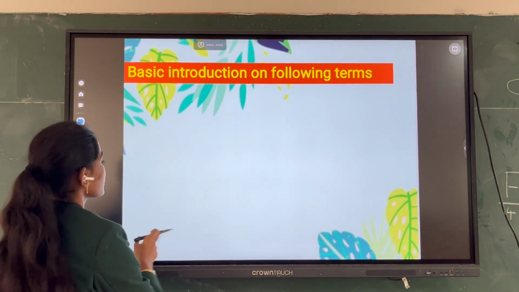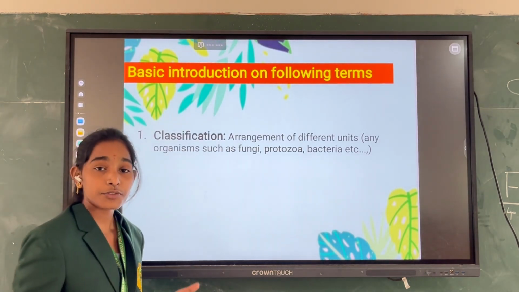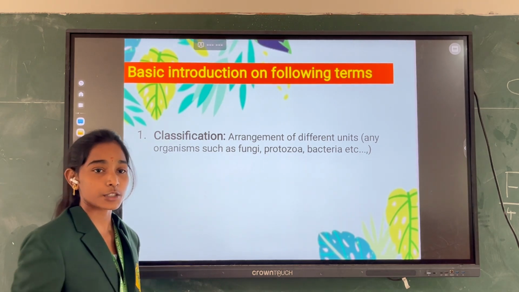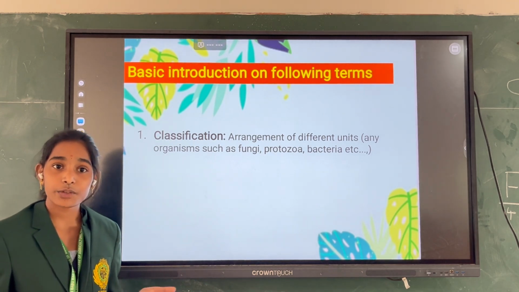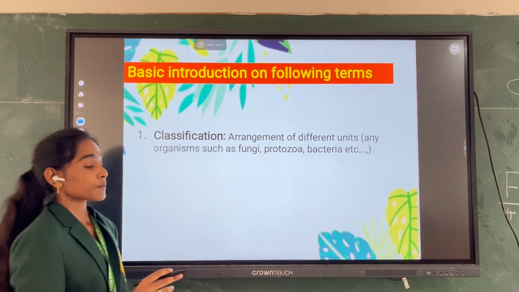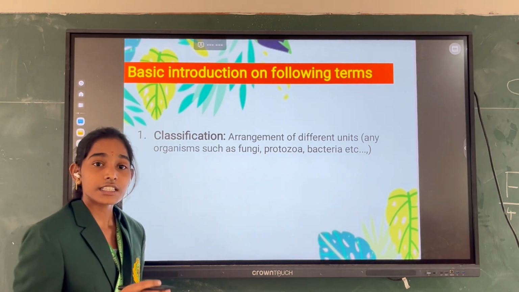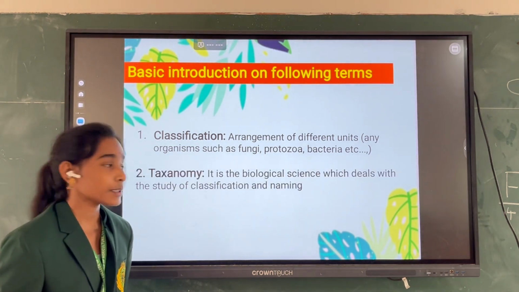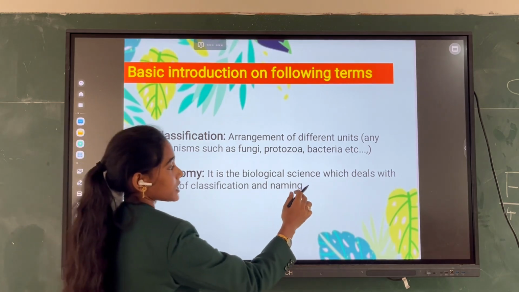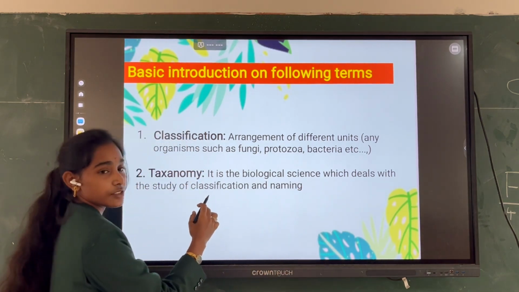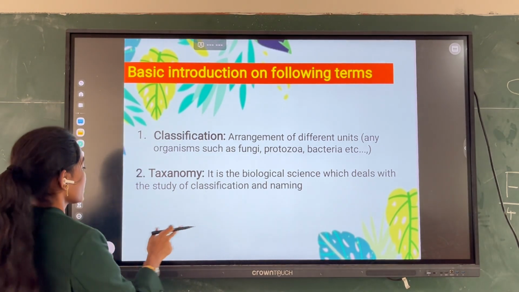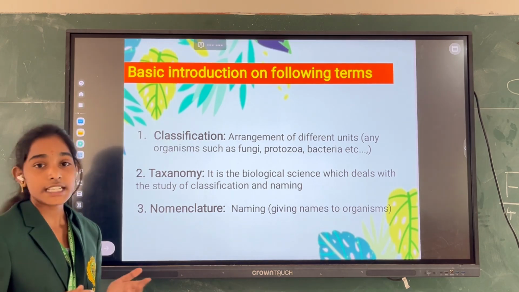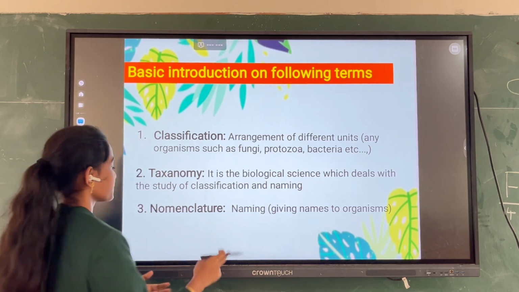What is classification? Classification is the arrangement of different units, organisms such as bacteria, protozoa, fungi into taxonomic groups. Why is classification required? We study classification for easy understanding of organisms. Next, taxonomy. Taxonomy is the biological science which deals with the study of classification and naming of organisms. Nomenclature is simply naming. We give names to different organisms for easy identification.